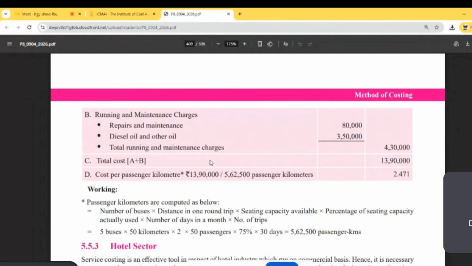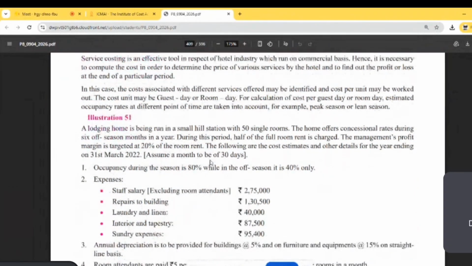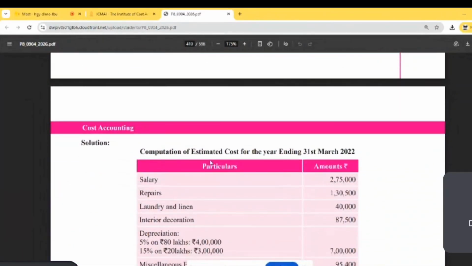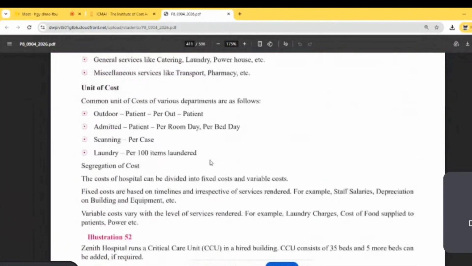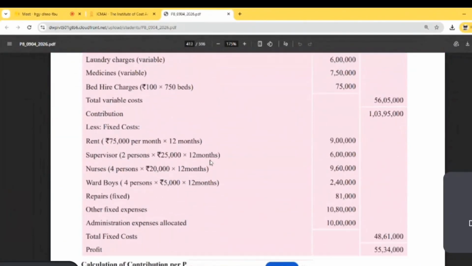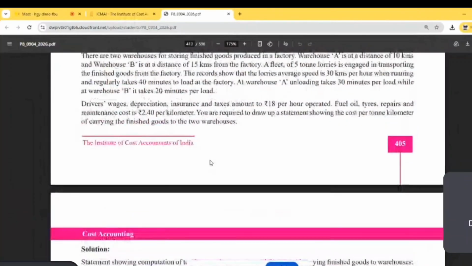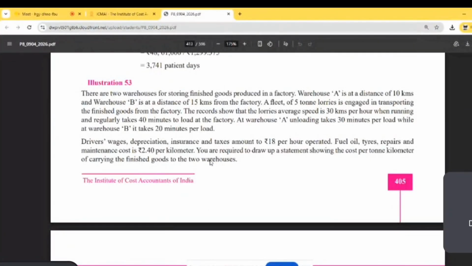Okay, so we will next move on to the next sum. This is the total sum. As I already told, we will complete all the transportation sums first, then we will come to the total sums, then we will do the healthcare sums. So as of now we will hold that sum. This is also a healthcare sum. This also will come a little later. Okay, so now we will see illustration 53, page number 405. What has been told in the sum?